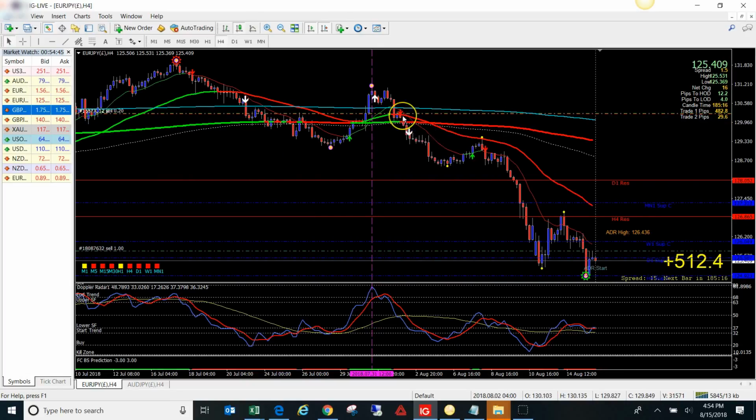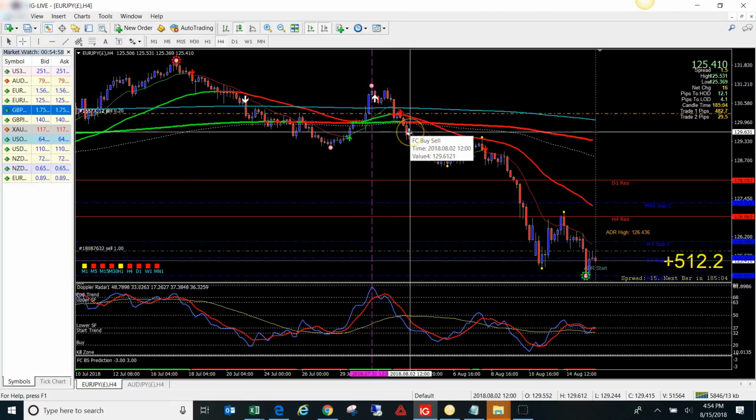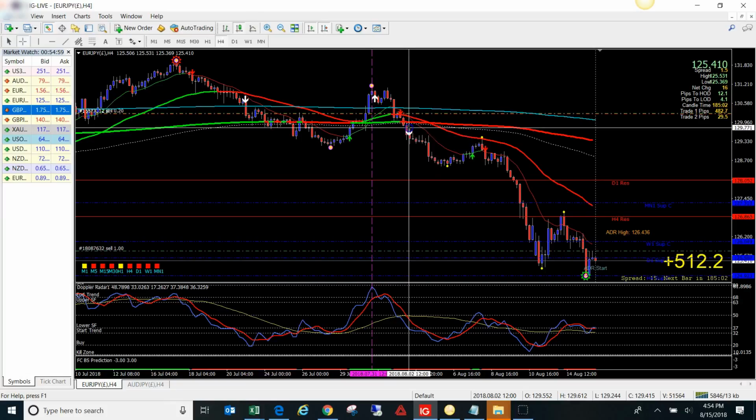Another great sniper entry signal called by the FC Pro. One thing, I told you this little red one is the early bird. This white one is going to be the sure shot. This is going to be your safest entry. You shouldn't have any drawdown if you are patient and you wait for this in the right situation.